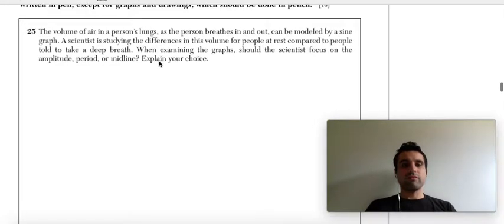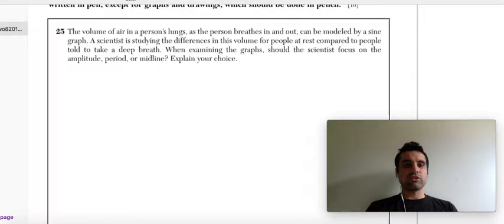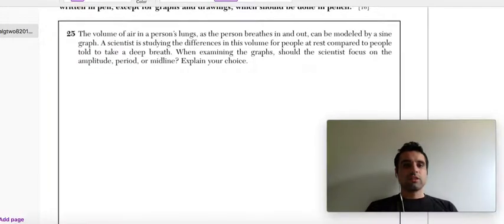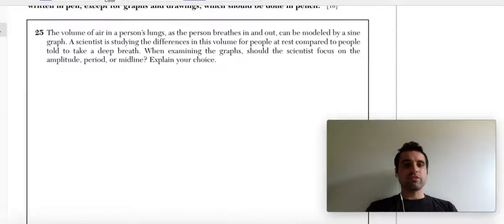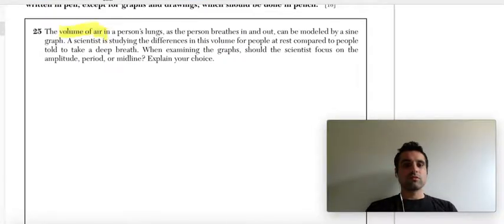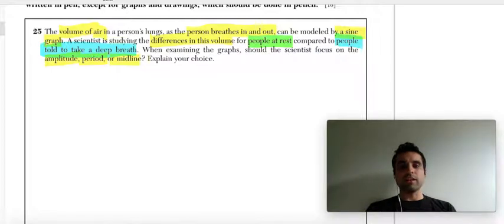Okay, number 25. Let me pull up my highlighter. The volume of air in a person's lungs as the person breathes in and out can be modeled by a sine graph or a sine curve. A scientist is studying the differences in this volume for two groups, for people at rest compared to people taking a deep breath. When examining the graph, should the scientist focus on the amplitude, the period, or the midline? And explain your choice.